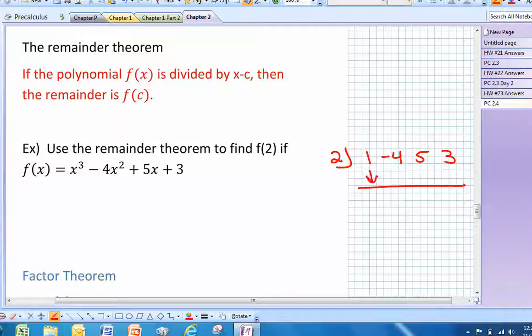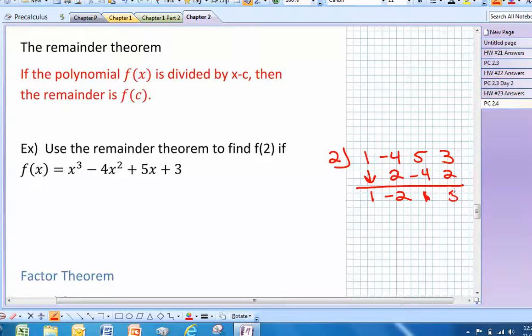So when I bring this down, 1 times 2 is 2, -4 plus 2 is -2, 2 times -2 is -4, 5 plus -4 is 1, 1 times 2 is 2, 3 plus 2 is 5, your remainder is 5. So what that's saying is basically if I substitute 2 into the function, I should get 5 out. Well, let's do the direct substitution just to verify.